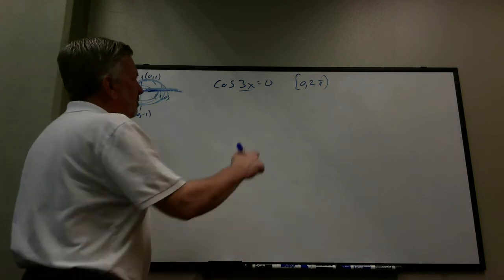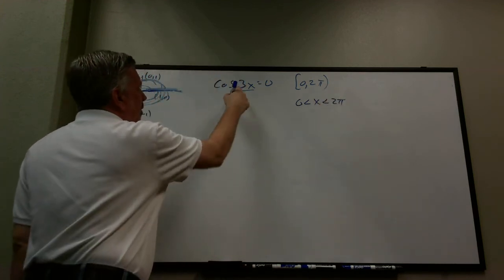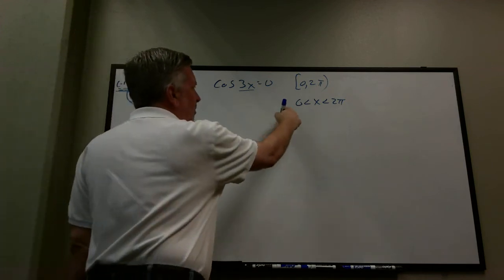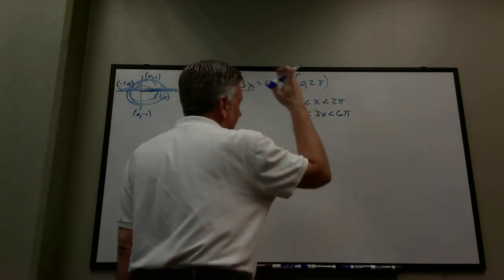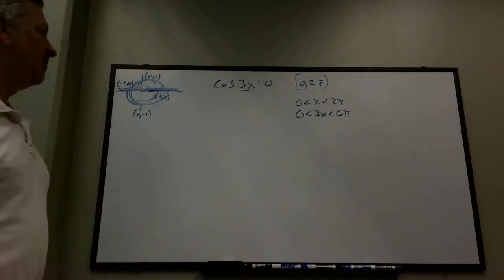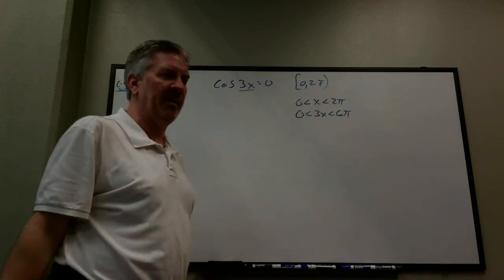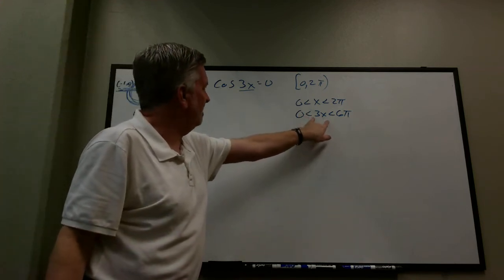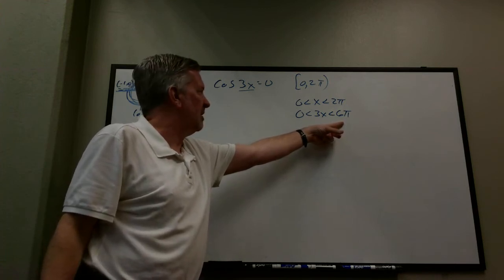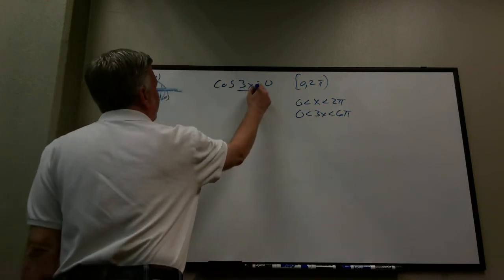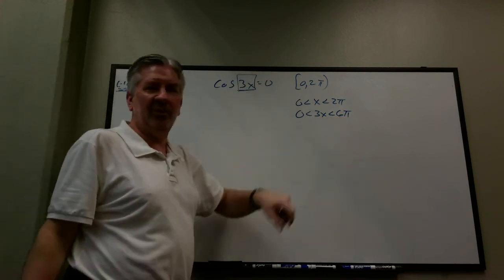So here's what you do. If x is between 0 and 2 pi, what is 3x between? If you multiply all the way through this inequality by 3, you get 0 is less than 3x is less than 6 pi. So if I want x to be between 0 and 2 pi, 3x needs to be between 0 and 6 pi, and I want cosine of this angle to be 0. Remember, 6 pi is 3 complete revolutions. So for the angle 3x, where is cosine equal to 0 in 3 revolutions?